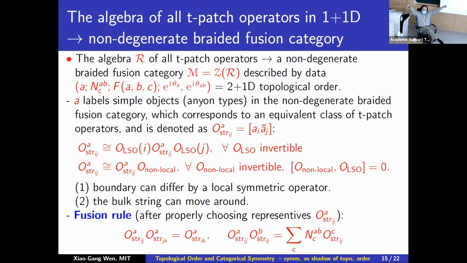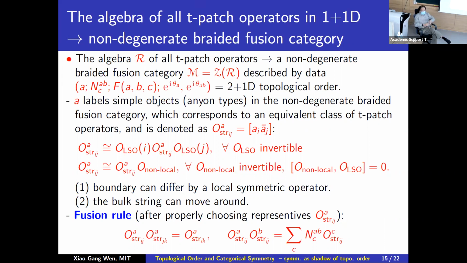Two transparent patch operators are equivalent. They only differ by a boundary operator. On the boundary, we can multiply some operator and get an equivalent patch operator. But the boundary operator has to be a local symmetry operator. We cannot multiply an arbitrary operator. Only a local symmetry operator can be multiplied to the boundary, and it's still the same thing.